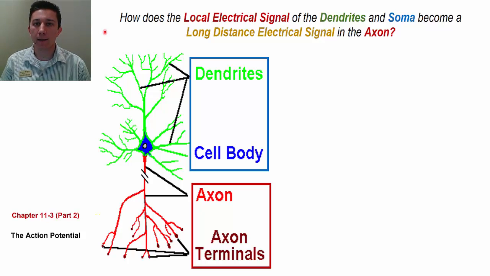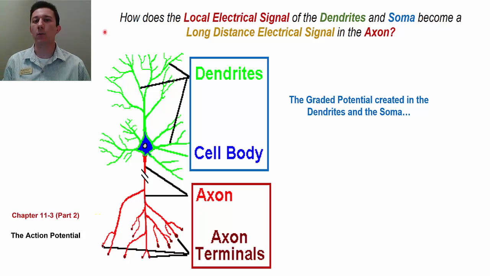Okay, so here we're going to look at the events of the action potential in the neuron. What we have just seen is that in the dendrites and in the soma, we have a short distance electrical signal that's created when the neuron is stimulated, and we call that short distance electrical signal a graded potential. Right? And that only occurs in the dendrites and in the cell body, or what we call the soma of our neuron.